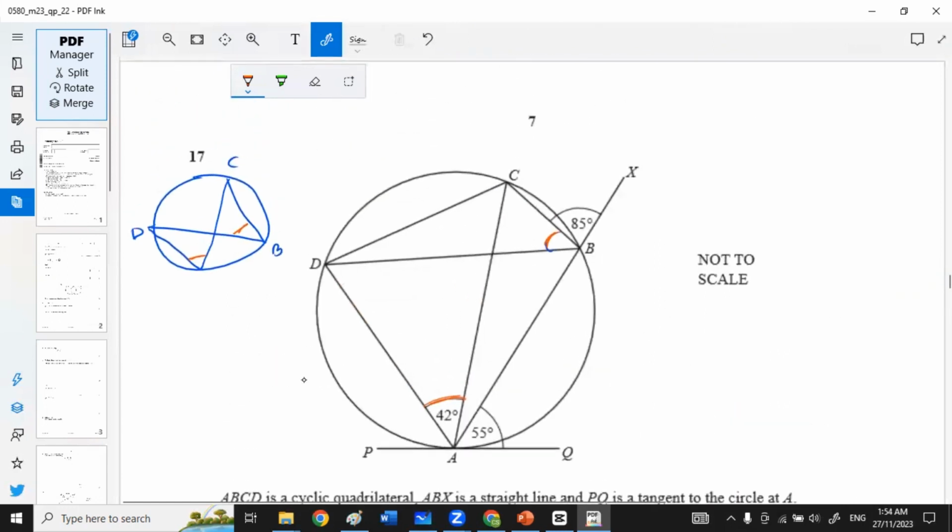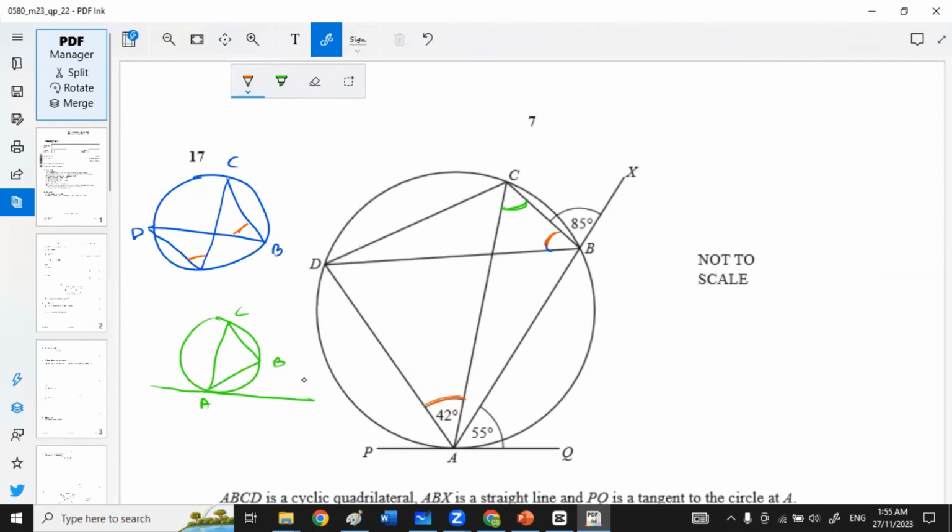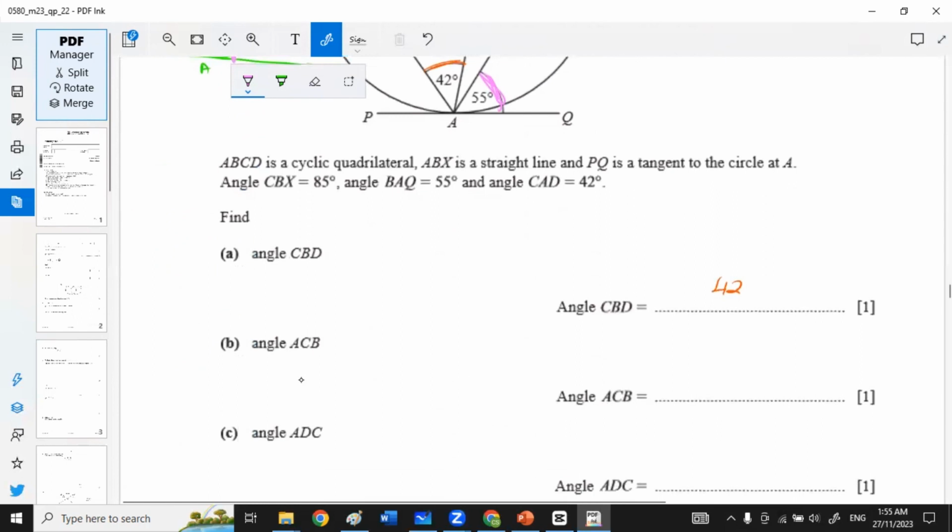Angle ACB is here. So we take out ACB, ABC. We want to find this angle, and we have the tangent and another line. Okay, so this is the alternate segment theorem. We have a tangent and a triangle inside a circle. So this angle should equal this. Therefore, the answer will be 55.